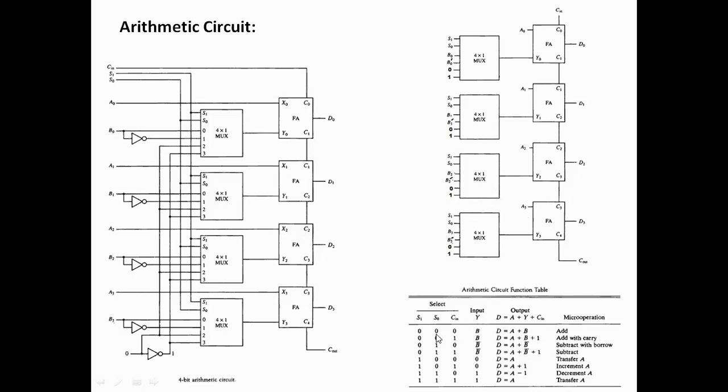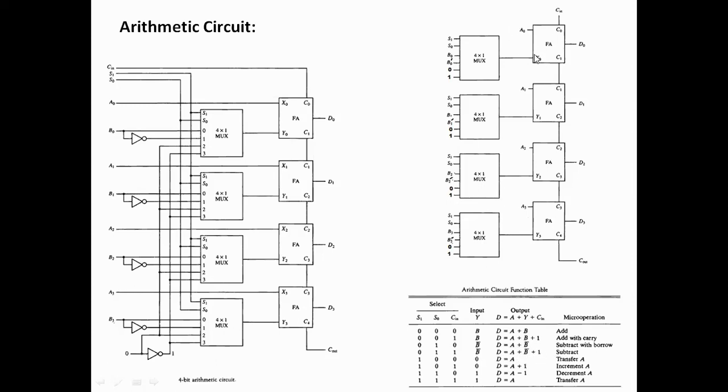Now the second combination will be 0, 1 of these two. So if this is 0, 1, this will be B not dash, right? Here B1 dash, B2 dash, B3 dash. So Y will become B dash. So the answer will be A plus B dash if the carry is 0, and if the carry is 1, it will become A plus B dash plus 1.